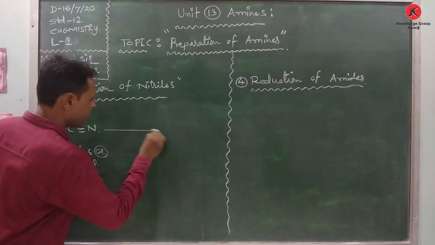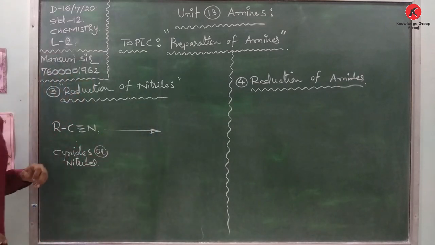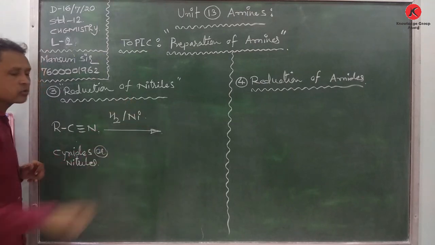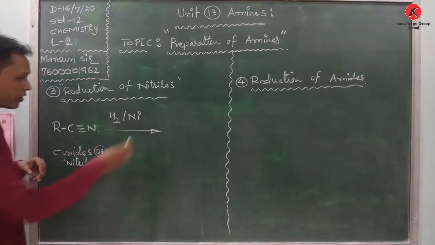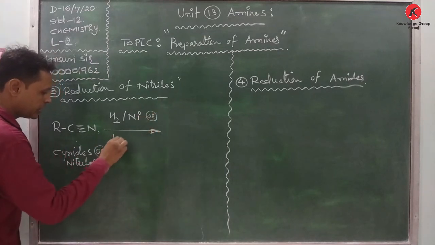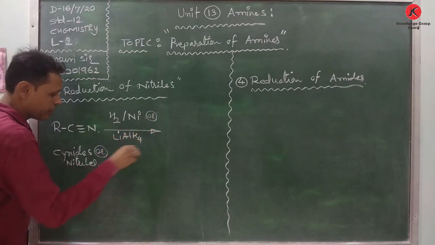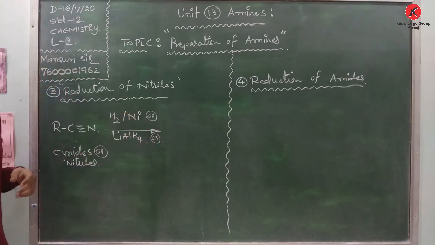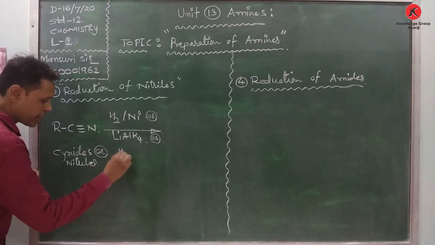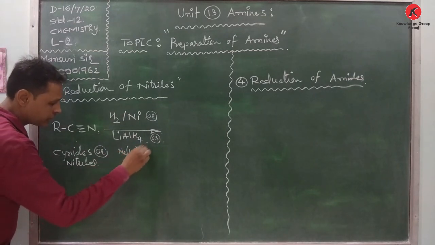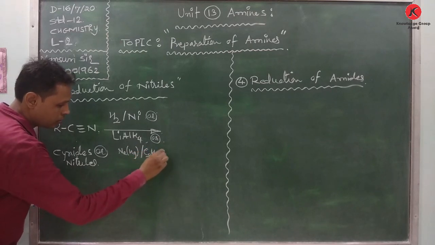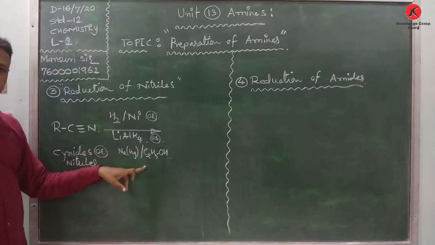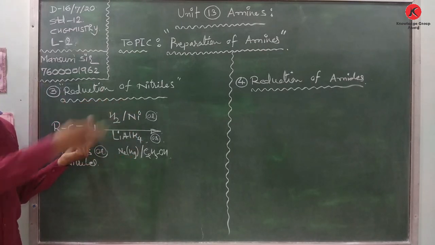Now cyanide compounds get reduced by catalytic reduction, H2/Ni. You can use catalytic reduction, or you can use lithium aluminum hydride, or you can use sodium amalgam, Na-Hg, with ethanol. By these three processes, you can convert cyanide to amine.